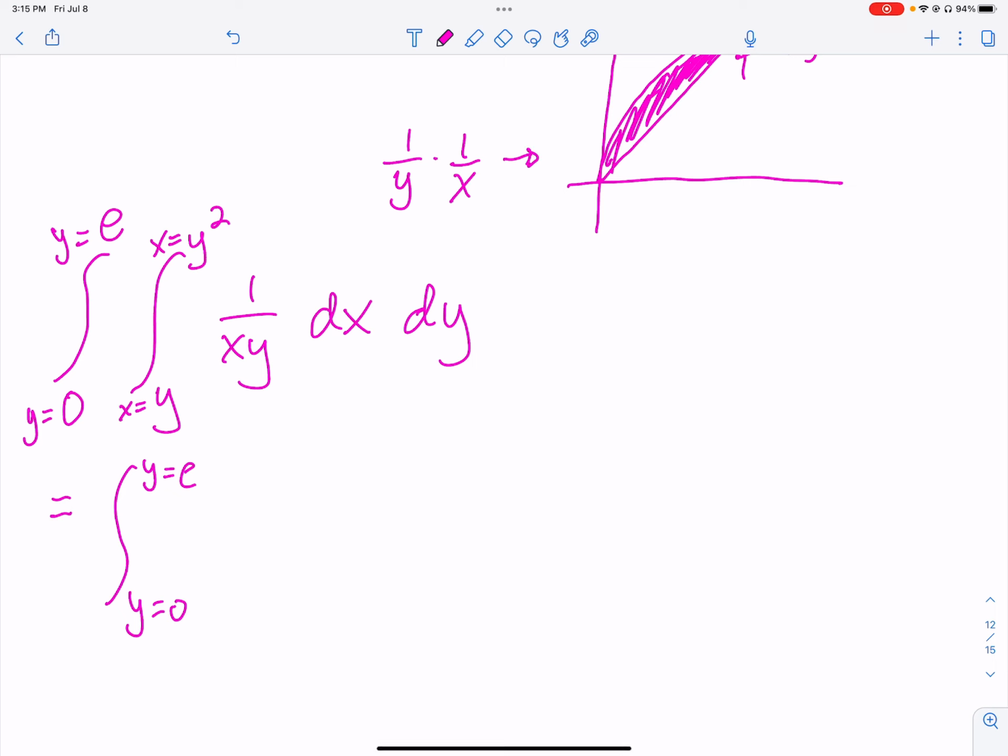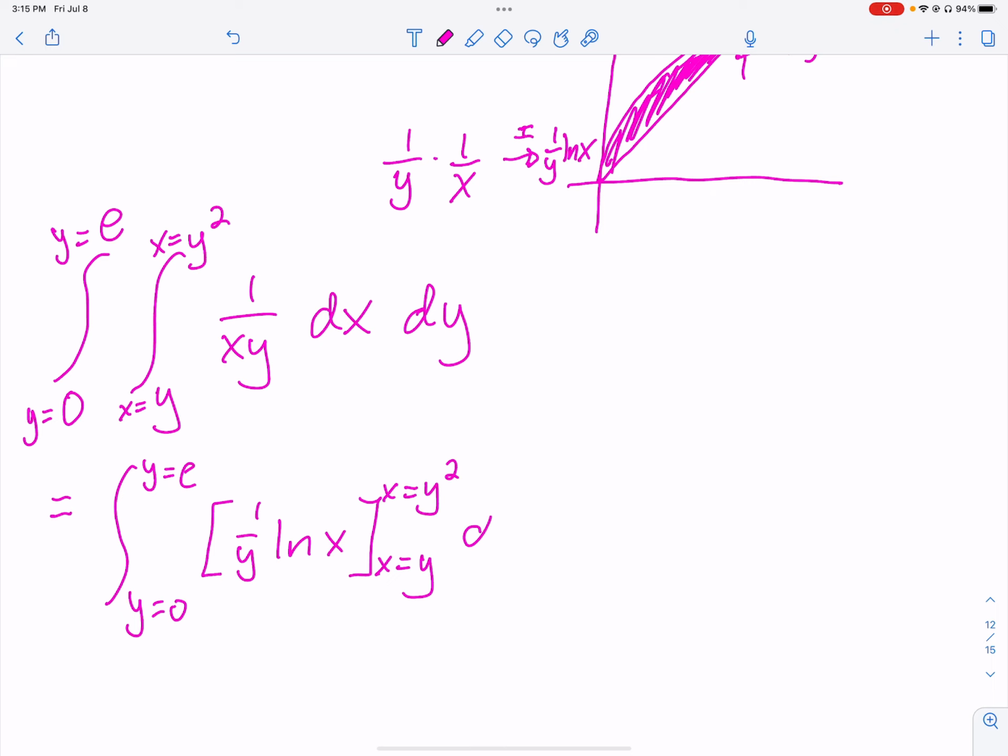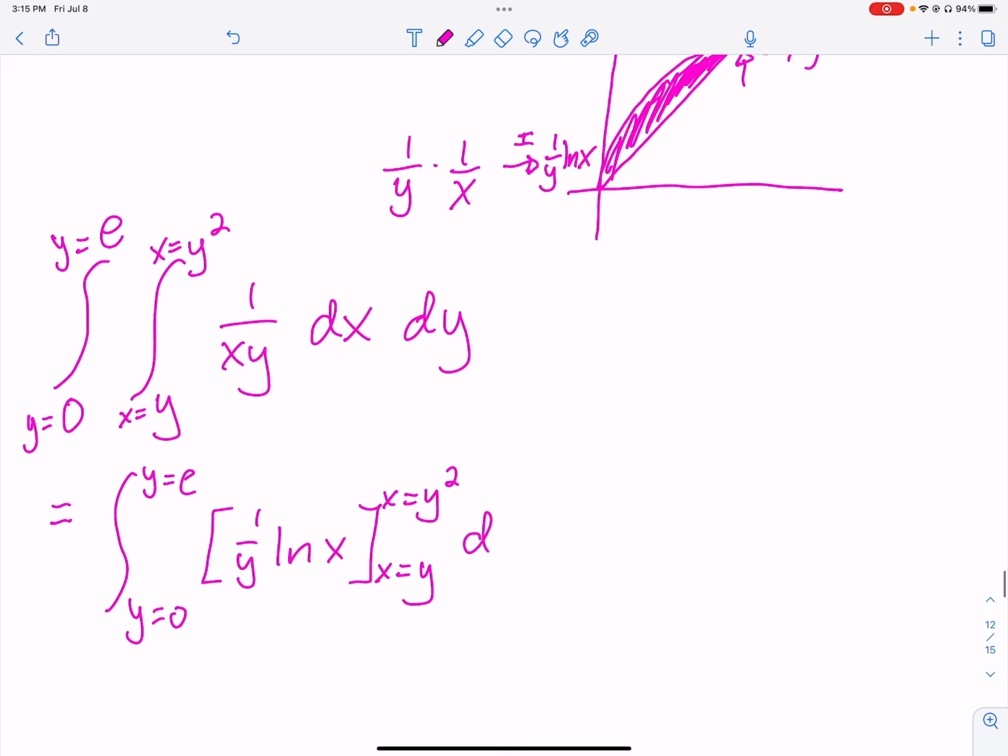So if we take the integral, we're going to get 1 over y ln of x. And then I know x is y, and x is y squared. The x is between y and y squared, and then I know y is between 0 and e, so that's why I don't have to put an absolute value. Follow that line again. x is defined by y and y squared, but y's are caught between 0 and e. Those are all positive numbers, so that's why I don't have to put the absolute value. Then I got dy.